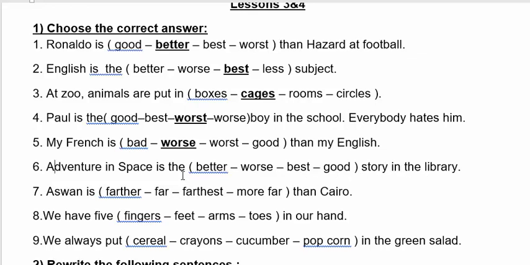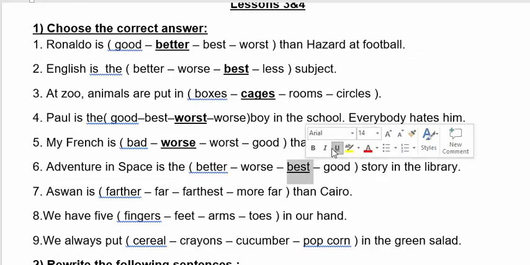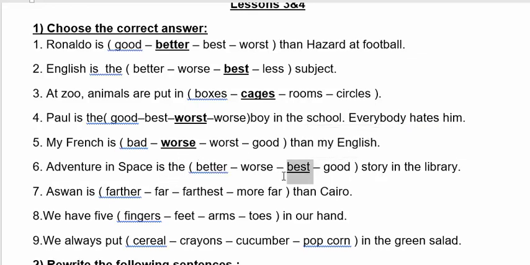Number 6, adventure in space is the better, worse, best, good story in the library. Here we have the, so it will be the superlative form. And as you can see, the only superlative form here is best. So the answer will be, yes, as you know, best. Excellent. Adventure in space is the best story in the library.